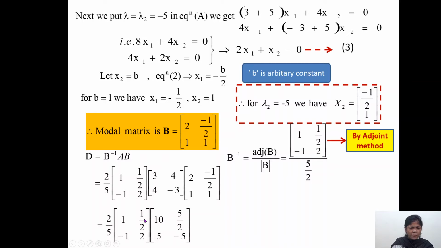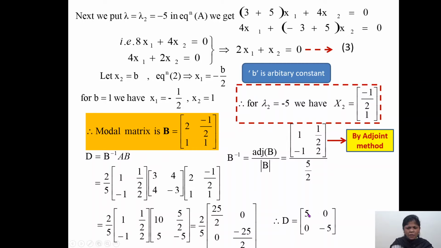Now we have again a product of two matrices. Multiply these two, and then whatever answer we are getting over here, multiply each element by 2 by 5. So what we find here is the matrix 5 0 0 minus 5. Now, is it a diagonal matrix? So the answer is yes, because all elements above the diagonal as well as below the diagonal are 0. So this is a diagonal matrix.